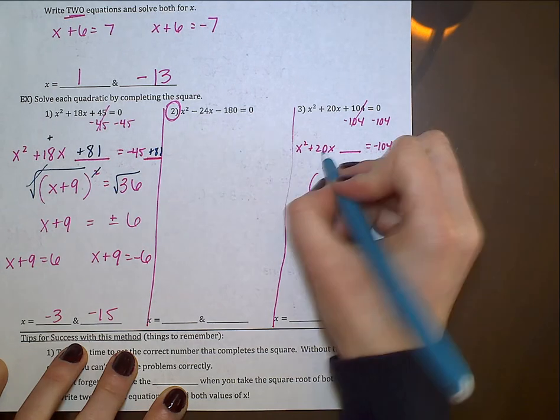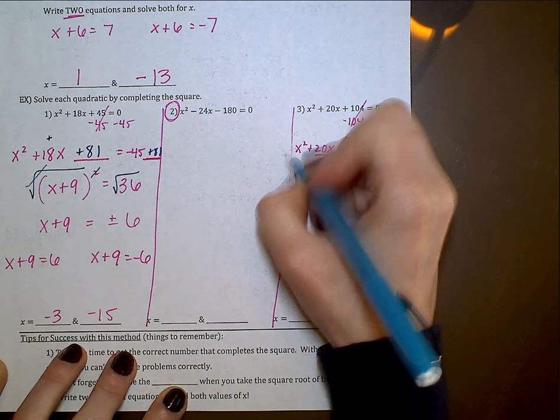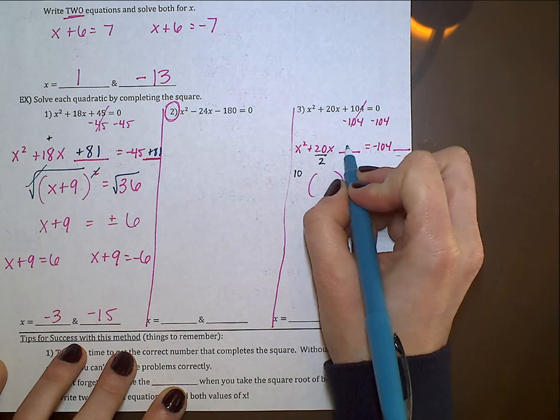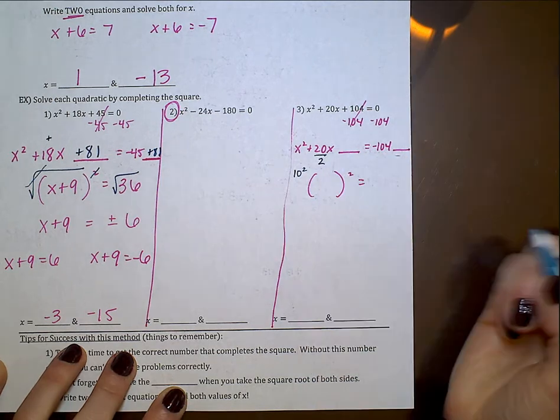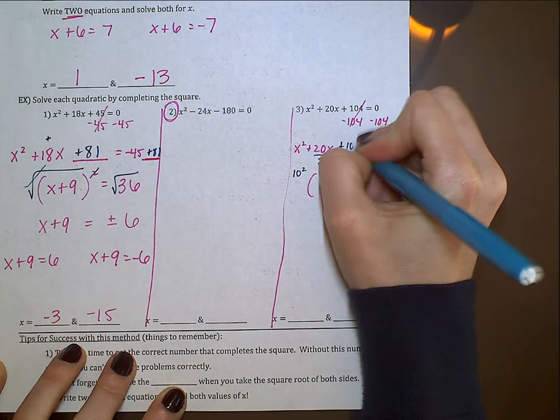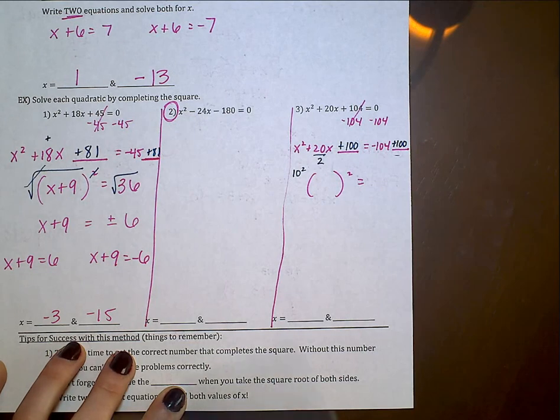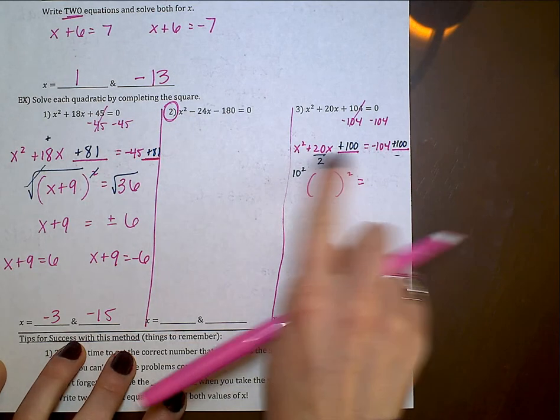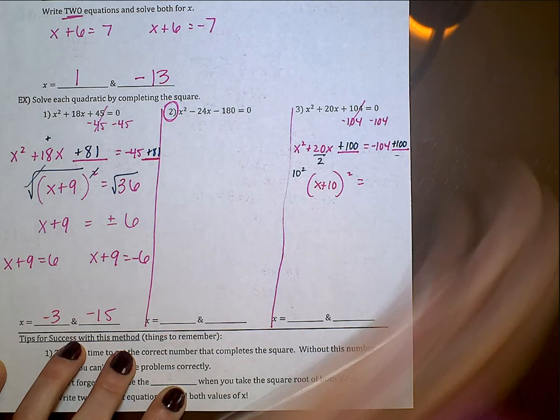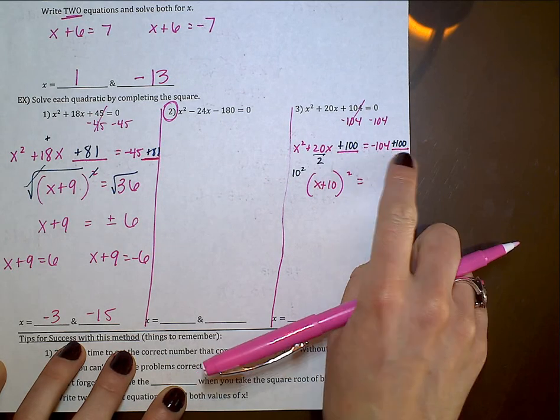Well, what I said was you could just take this b value and divide it by 2. And that would be 10. So 10 plus 10 is 20. This number should be 10 times 10, or you could just square 10. Either way you want to think about it. You want to add 100 to both sides to keep this thing balanced. Okay, now I can rewrite this left-hand side, this quadratic trinomial, as x plus 10 squared. And over here on the right, negative 104 plus 100 would just be negative 4.